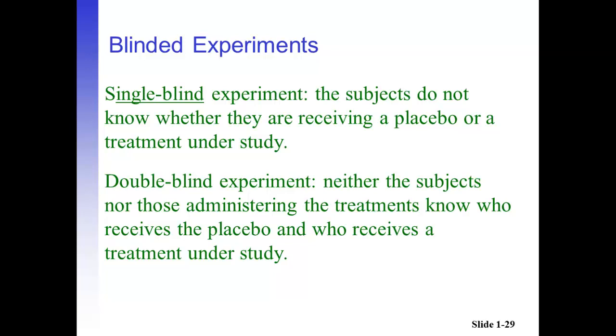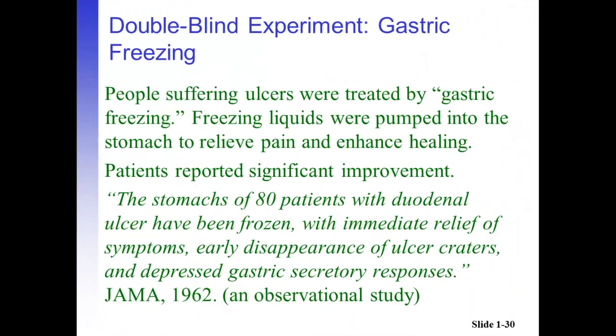In a single-blind experiment, the subjects do not know whether they are receiving a placebo or the treatment that is under study. Of course, this cannot control for a placebo effect that is induced by the expectation of the administrator. Therefore, a double-blind experiment is considered better. In these, neither the subjects nor those administering the treatments know who receives the placebo and who receives treatment under study. A good example of the double-blind experiment is the testing of the gastric freezing procedure that was developed and then later discarded in the 1960s in the United States.